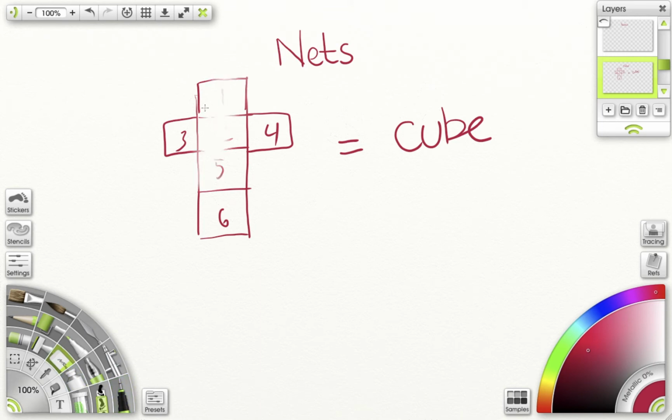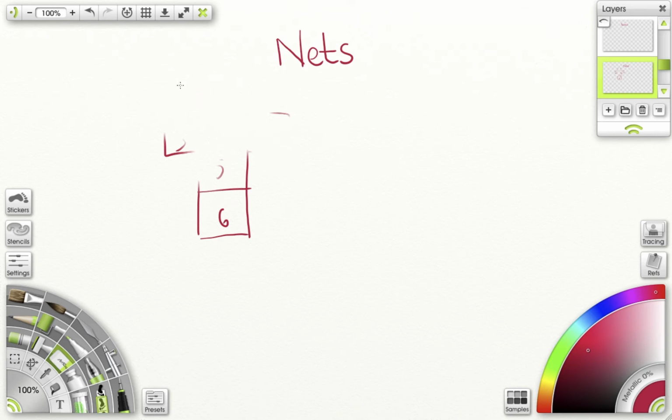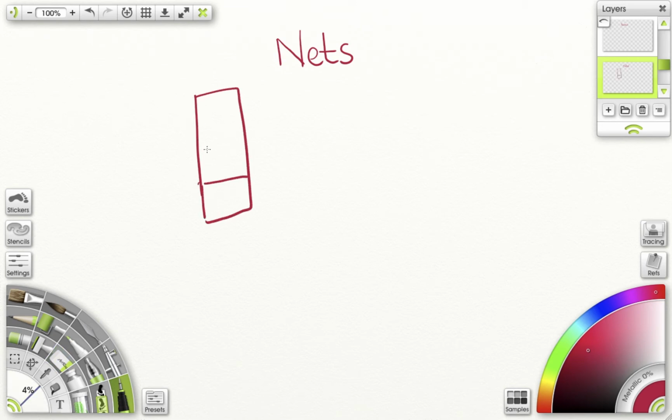Now, how about some other nets? So let's also look at different types of shapes that can make a cube. So if I gave you a net like this, oh, this is not going to be big enough. Could this shape here make a cube? Well, let's look at our first characteristic. It has to have 6 squares: 1, 2, 3, 4, 5, and 6. Yes, it does have 6 squares. So that right away tells me it's a cube.